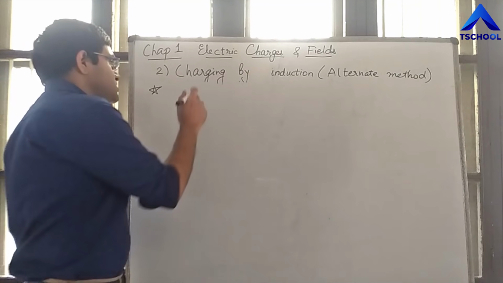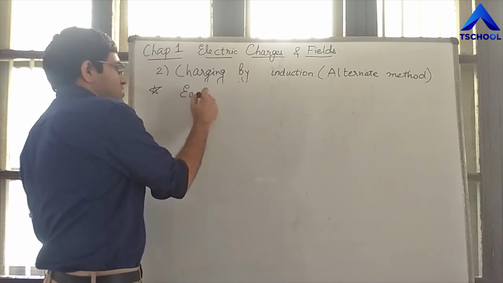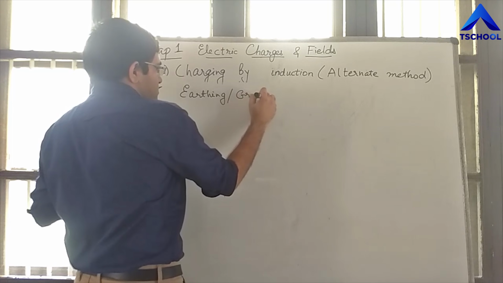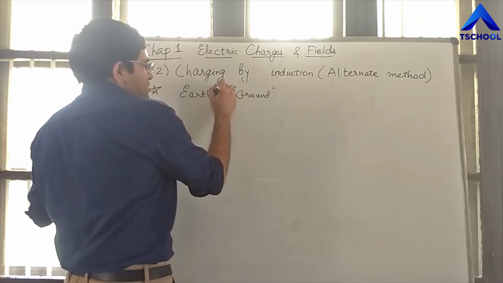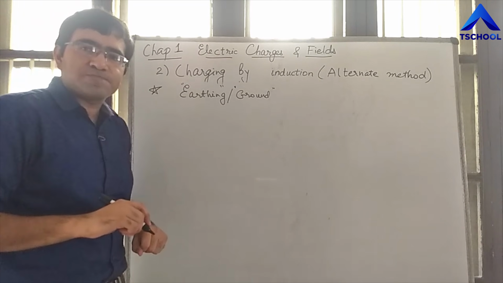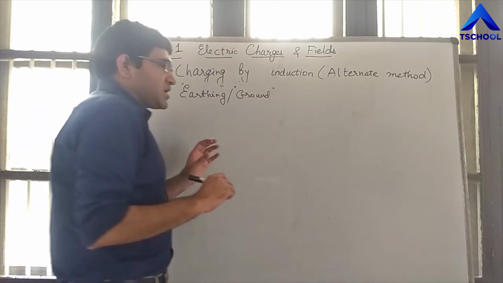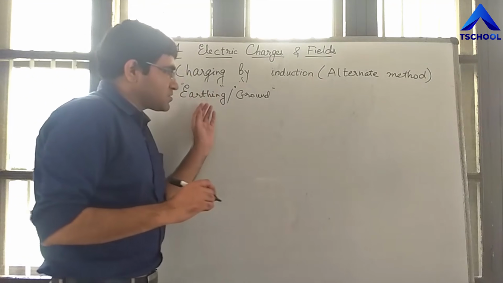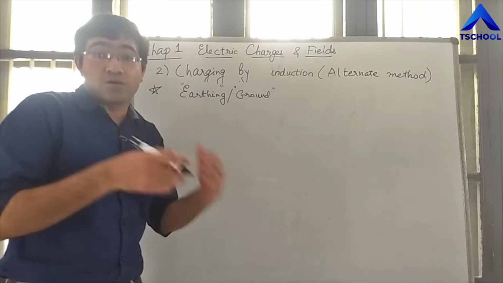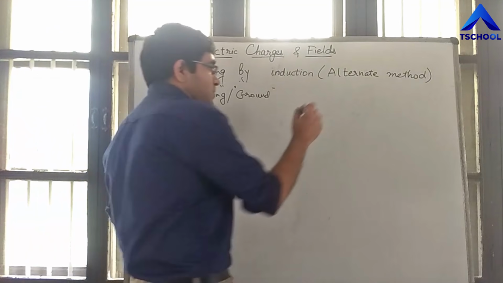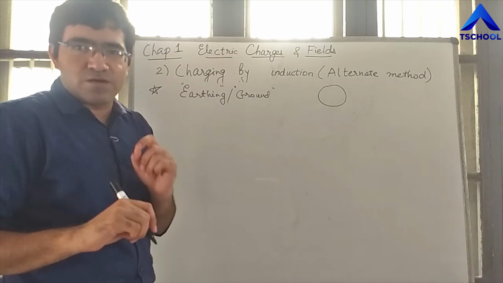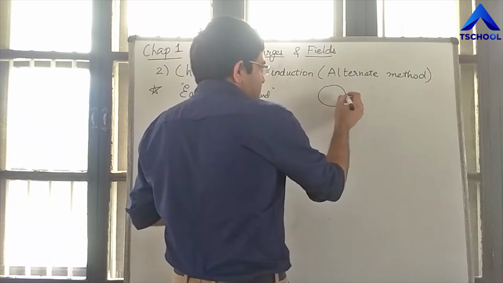The word is earthing or ground. Whenever you see earthing or ground, what this means is, the object that we say is earthed or grounded, it is connected with the earth. So what do I mean? Let's say someone says there is a sphere, and then says that the sphere is grounded.